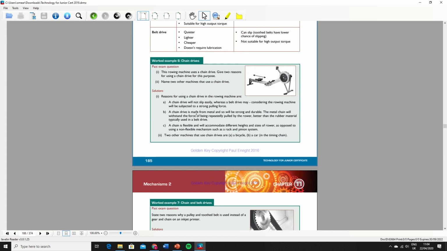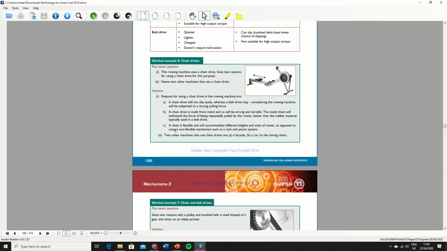A chain drive is made from metal, so it will be strong and durable. The metal chain will withstand the force of being repeatedly pulled by the rower better than the rubber typically used in a belt. So it just basically means it's more durable, it's going to last longer. If you kept pulling the belt, it would probably create a lot of friction, which in turn would just end up wearing away at the belt, and it might just snap eventually.